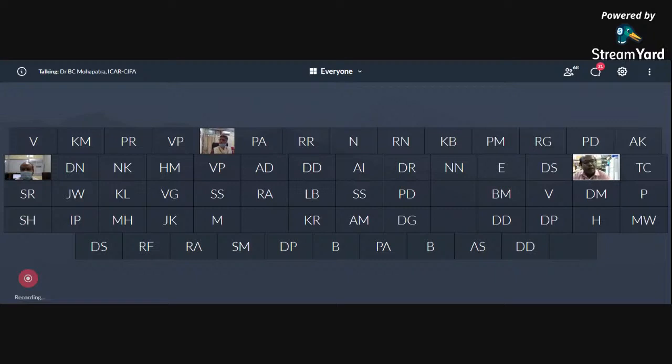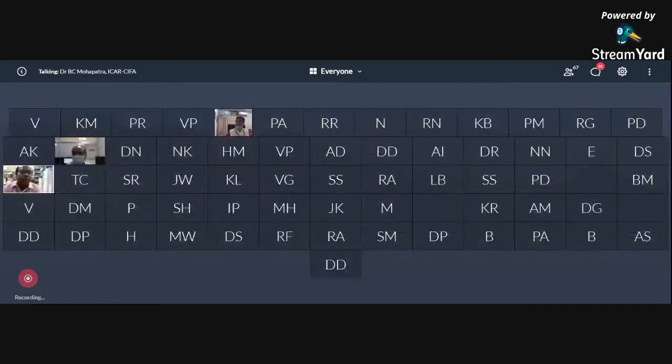And on the breeding, I'm not the expert in koi and other breeding, but there are other experts in my institute. If it is required, they can write to our director so that we can render help to them.